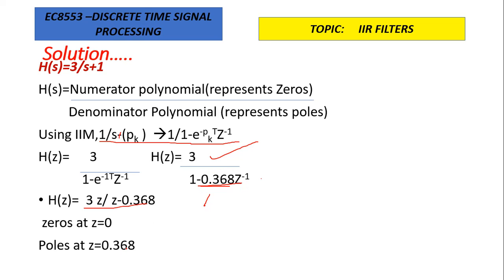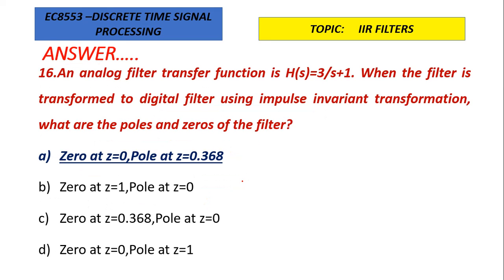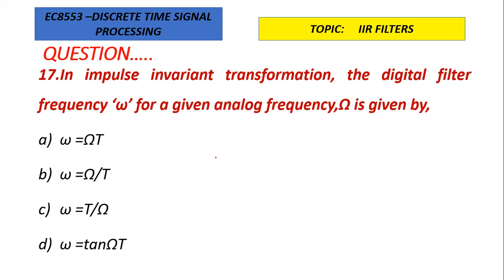So in the digital filter, the numerator represents zeros and the denominator represents the poles, and the pole value is 0.368. So option number A is the correct answer. For this transfer function, the zero is located at z equal to 0 and the pole at z equal to 0.368. And this is a very easy question.